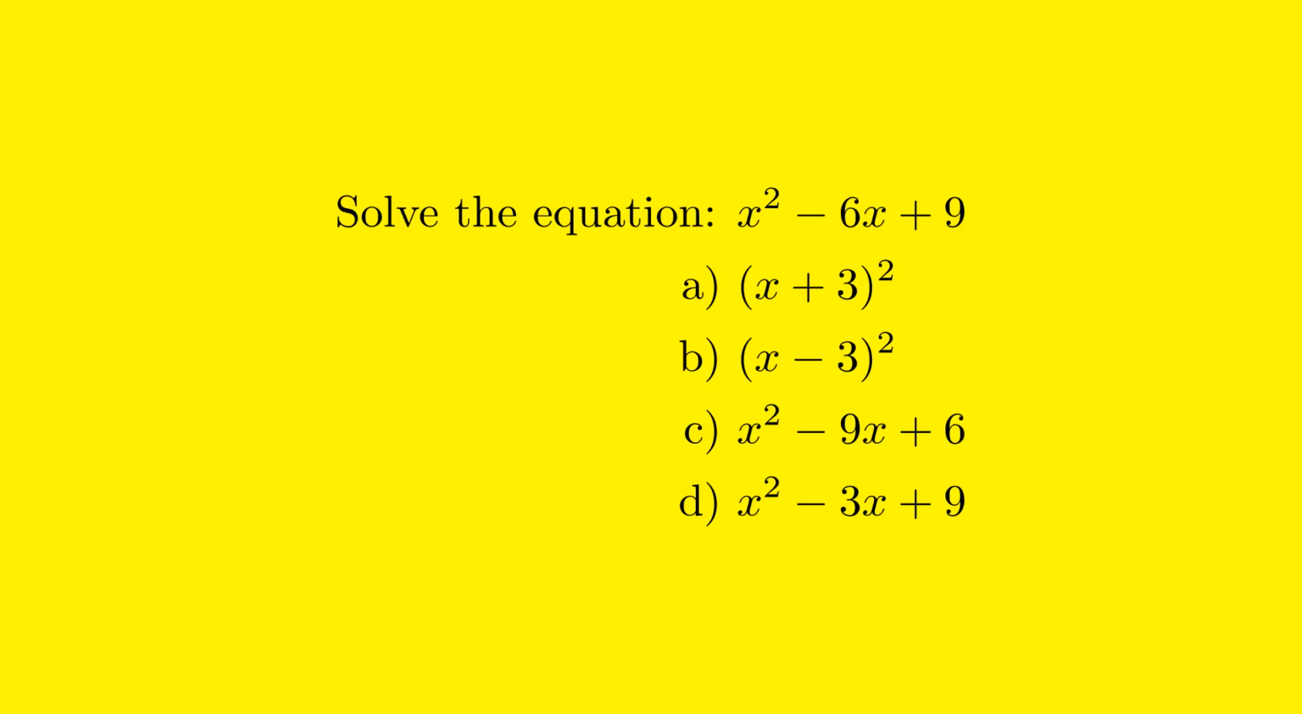In this video, we have the expression x squared minus 6x plus 9, and we are asked to find its possible solutions. The options given are A, (x plus 3) squared, C, (x minus 9)(x plus 6), D, x squared minus 3x plus 9. Pause the video here and try to solve it for yourself.